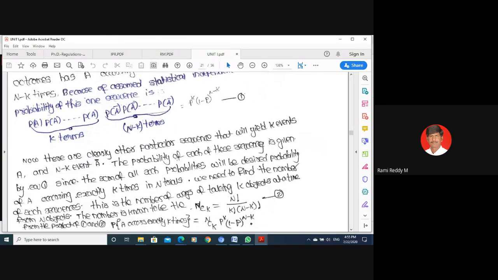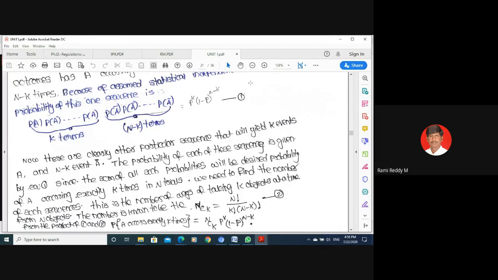Now there are clearly other particular sequences that will yield k events A and n minus k events A bar. The probability of each of these sequences is given by equation 1. Since the sum of all such probabilities will be the desired probability of A occurring exactly k times in n trials, we need to find the number of such sequences.